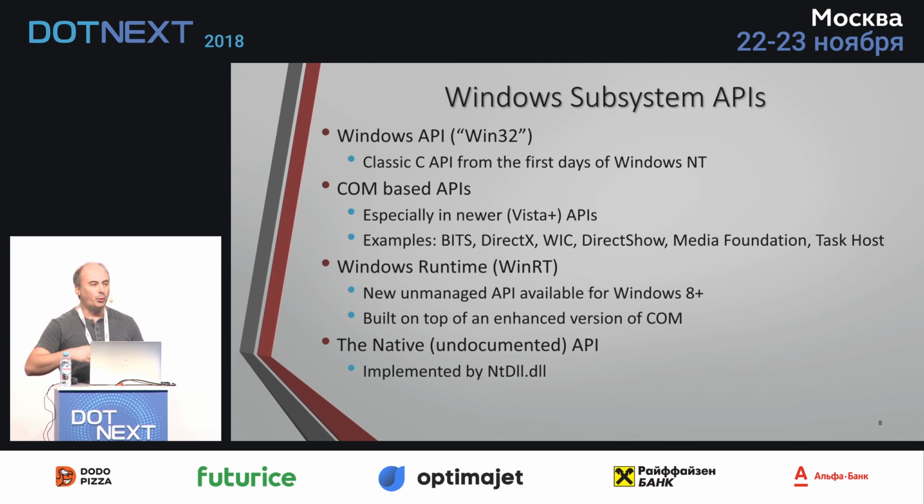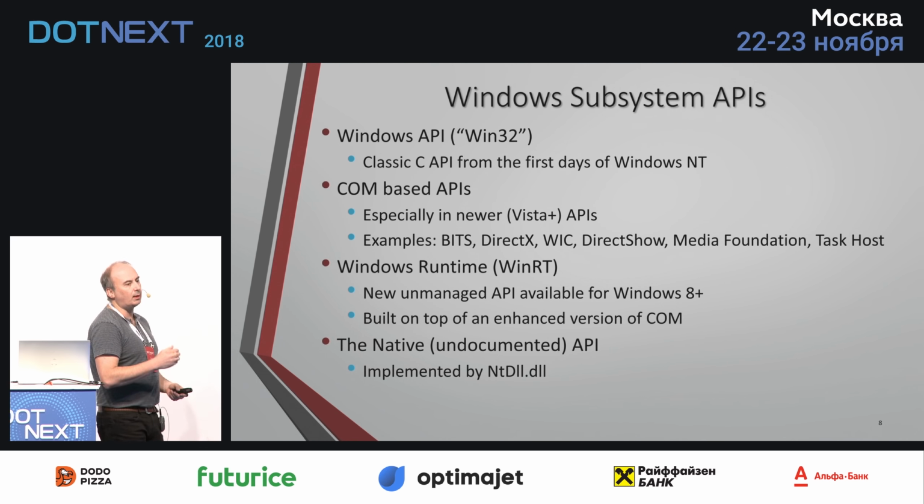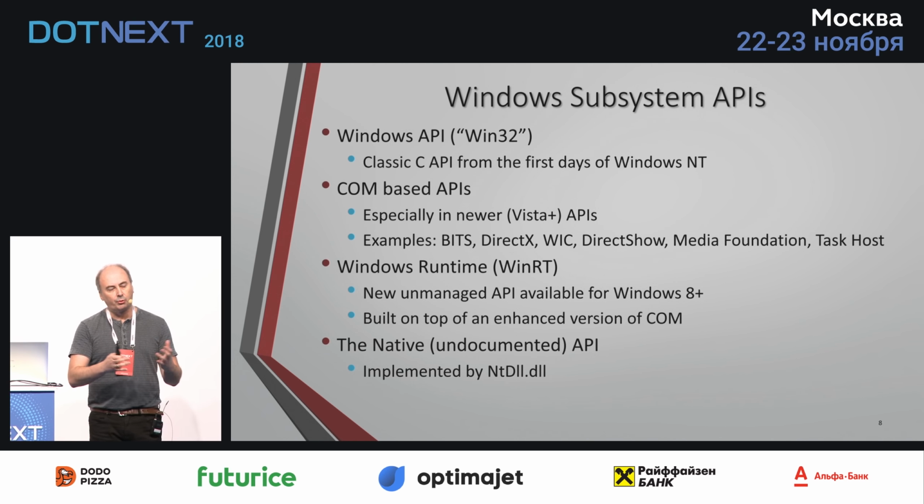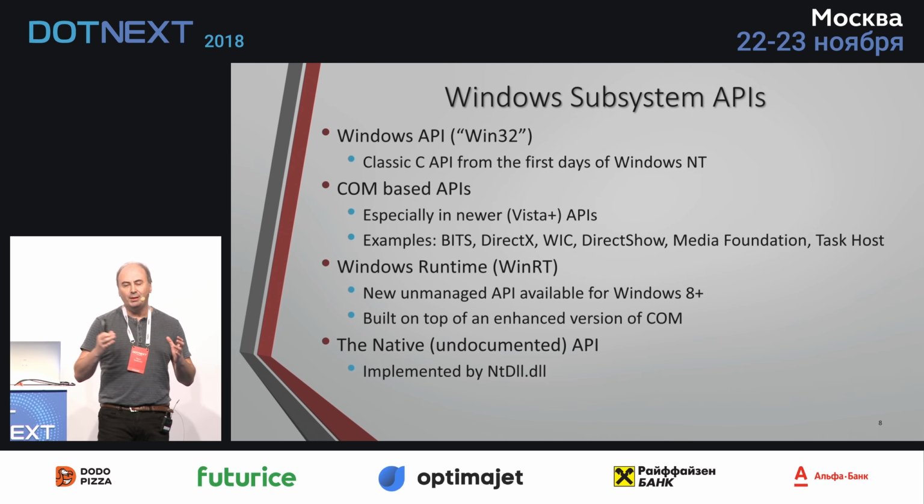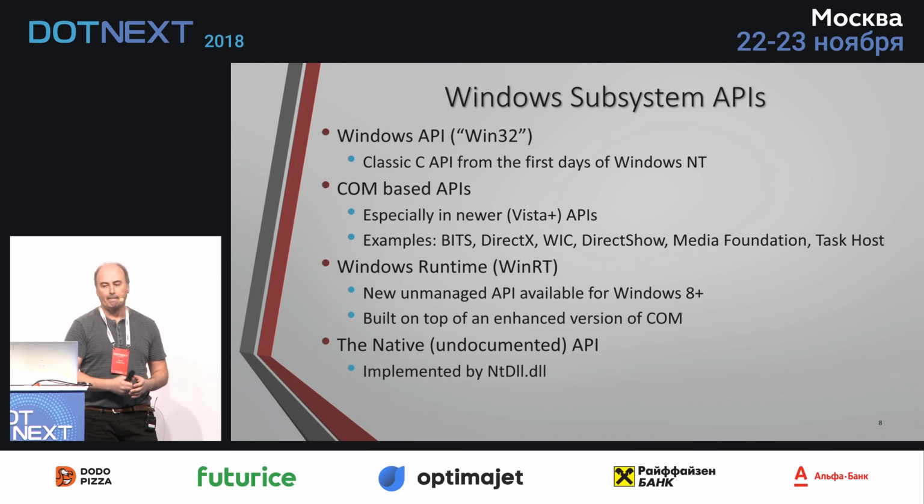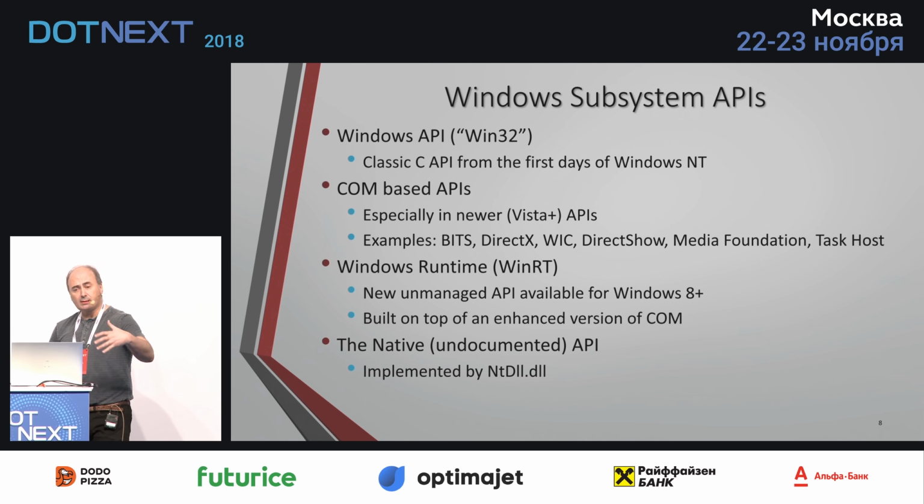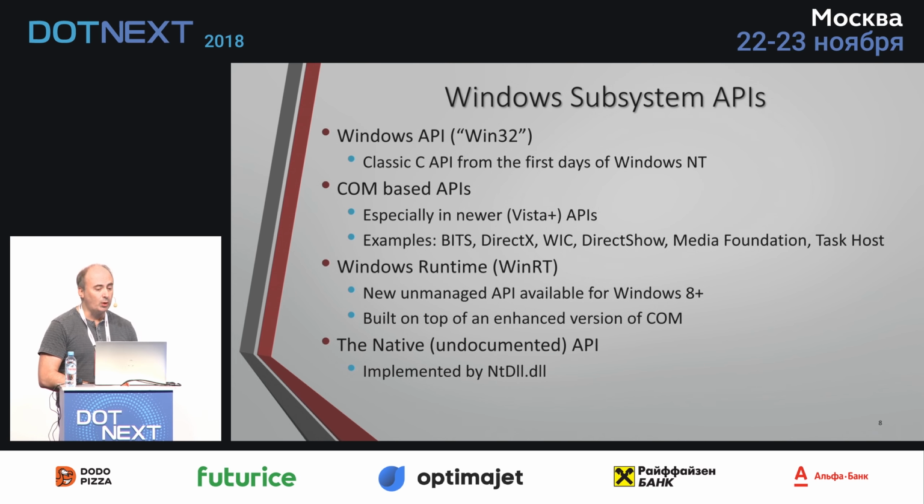And there's DirectShow, Windows Imaging Component, and Media Foundation, which is the replacement for DirectShow, and many APIs use COM. And so that's the second type of APIs that we have today.